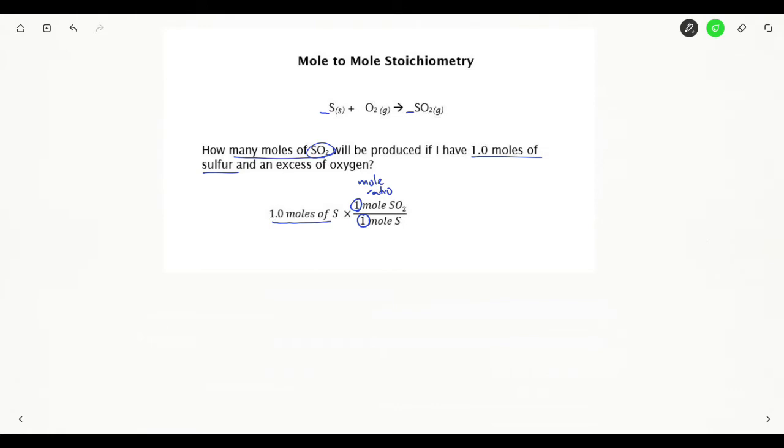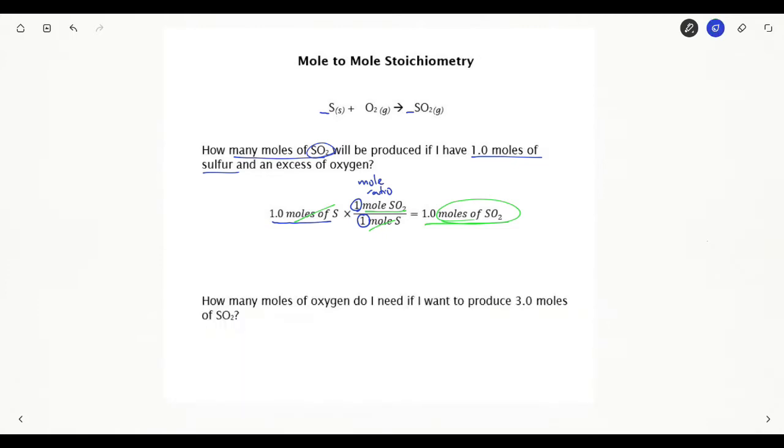So notice what happens with my units. My moles of sulfur cancel. I'm left with moles of sulfur dioxide. Of course, 1 times 1 divided by 1 is simply 1. And I'm left with my moles of sulfur dioxide in my answer, which is exactly what my question asked for. Let's take a look at my second question.